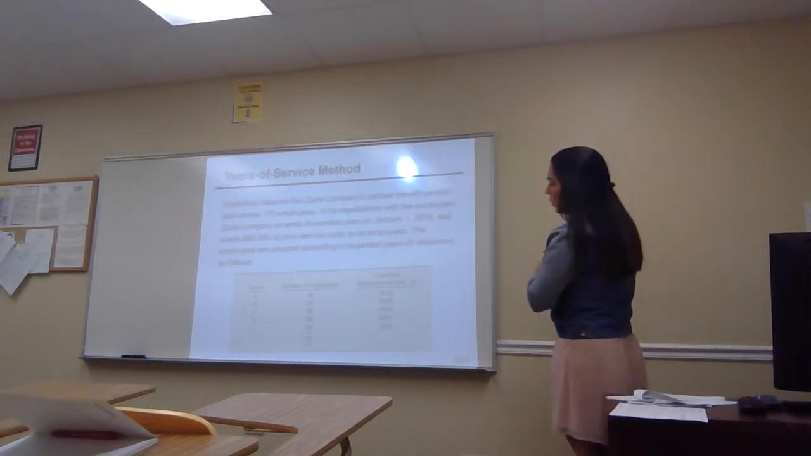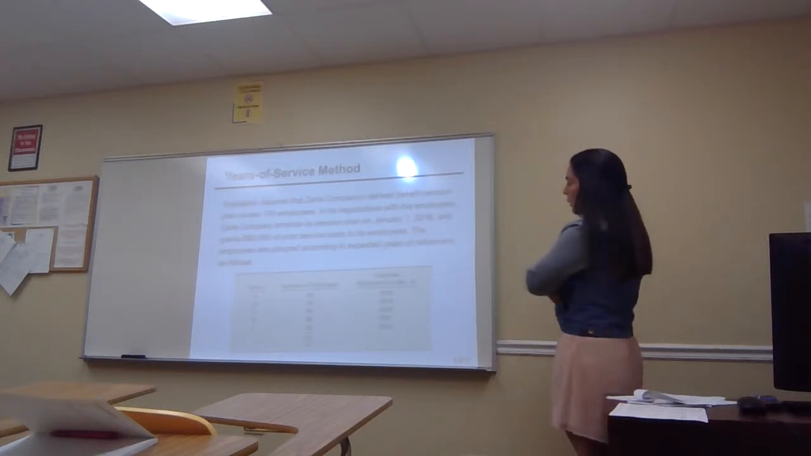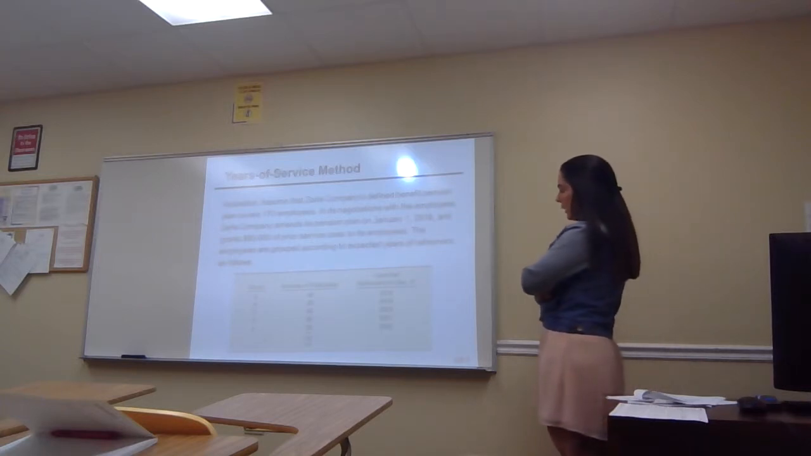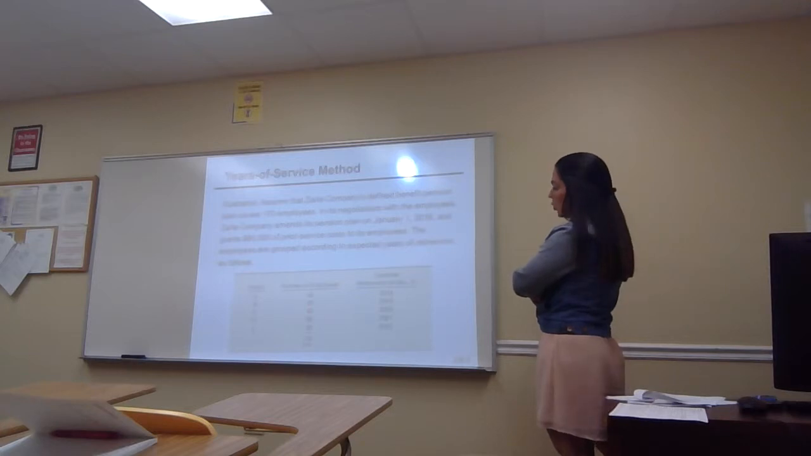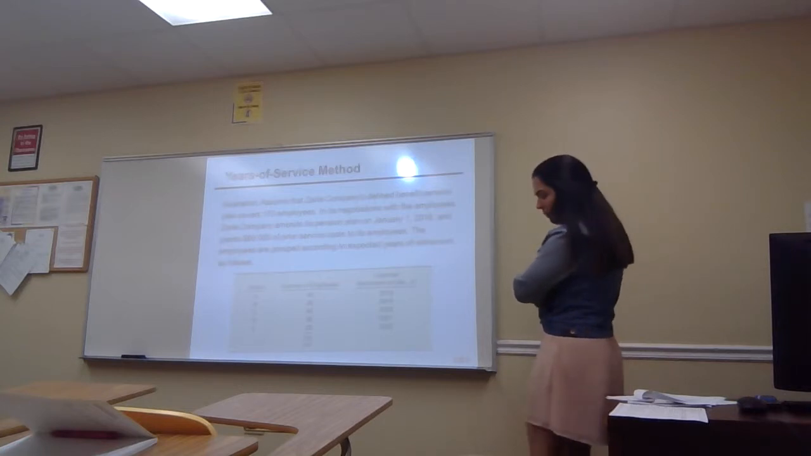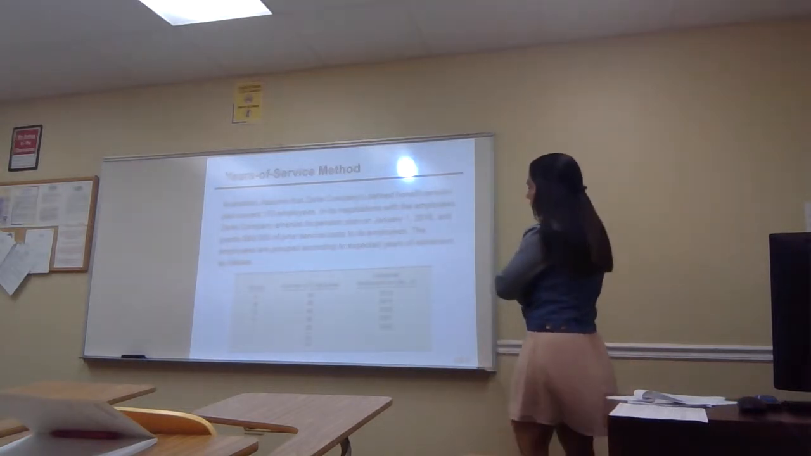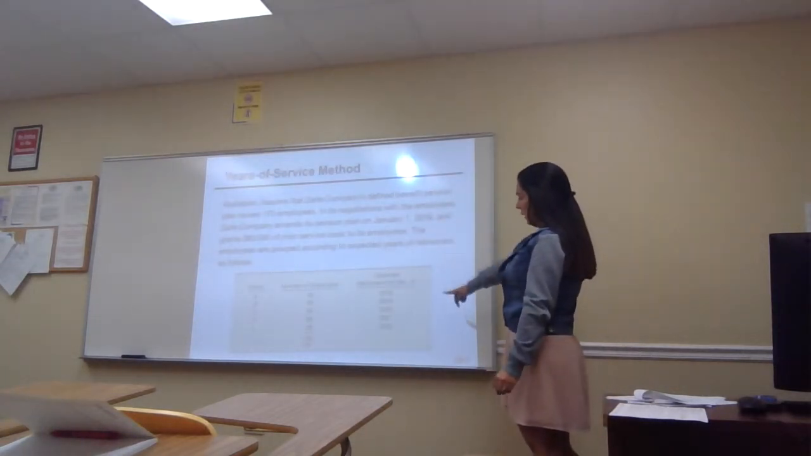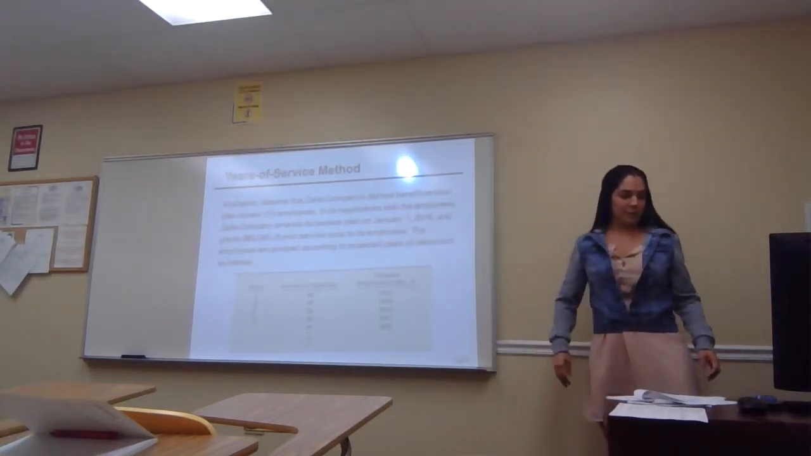The employees are grouped according to expected years of retirement. So they expect Group A, a number of employees of 40, to retire in 2018. Group B, 20 employees in 2019. Group C, 40 employees in 2020. Group D, 50 in 2021. And E, 20 in 2022. So the total number of employees is the 170 that they're referring to, and these are their expected retirement dates.